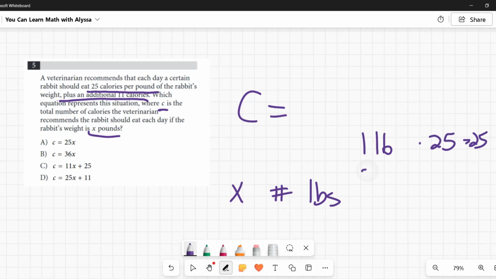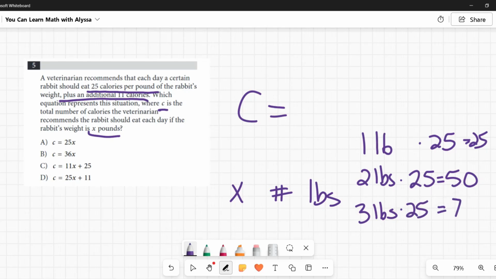What if it was 2 pounds? Okay, 25 calories for each of those pounds, so I need to multiply this by 25. 2 times 25 would be 50. So I'm just making it 3 pounds. Well, I would need 25 calories for each of those 3 pounds. 3 pounds times 25 is 75. All right, so I'm just multiplying the number of pounds by 25.